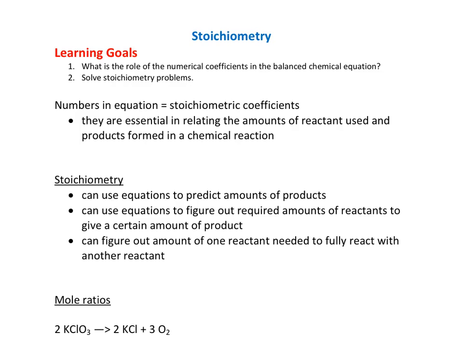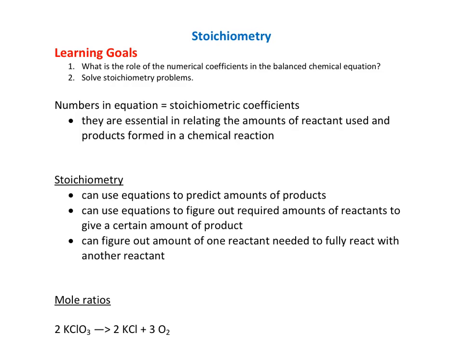In a subsequent tutorial, we are also going to learn how to solve stoichiometry problems. And this is a skill that will be important in this course, obviously, but also in future chemistry study. So the numbers in chemical equations are called the stoichiometric coefficients. And what they do is they relate the amount of reactant to the amount of product in those chemical equations.